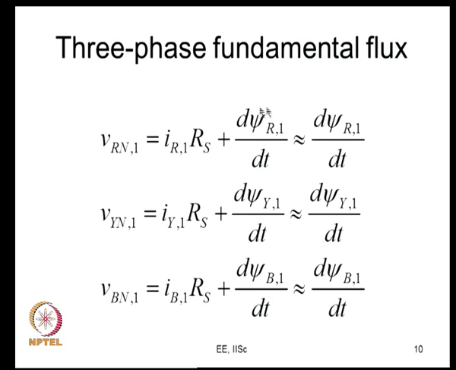So, this is really the rate of change of flux linkage, and as we discussed in the last class, the resistance drop could be negligible in most cases, and you can say Vrn1 is approximately equal to d psi R1 by dt. The same way, Vyn1 is d psi y1 by dt, and Vbn1 is d psi b1 by dt. Now, psi R1 is sinusoidal, therefore d by dt of that would also be sinusoidal. So, it would be the amplitude of psi multiplied by frequency. That is what you will actually get here.